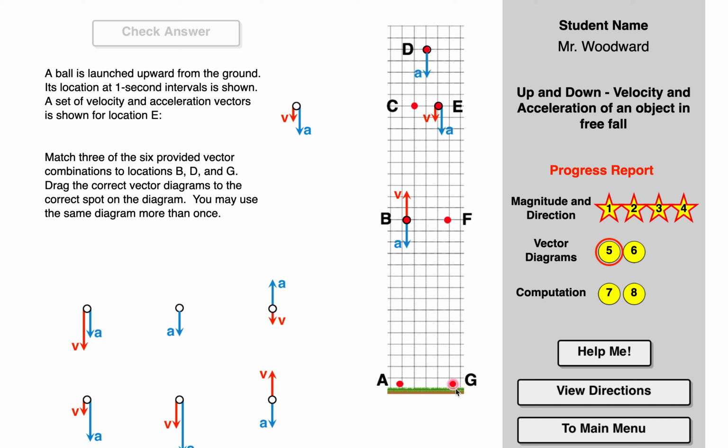Okay. Location B, the ball is rising, but it's accelerating downwards because of gravity. Location G, the ball is falling. Just before it hits the ground, it's going very fast, but it's also accelerating downward. So I have a large velocity vector pointed down and the blue acceleration vector pointed down as well.